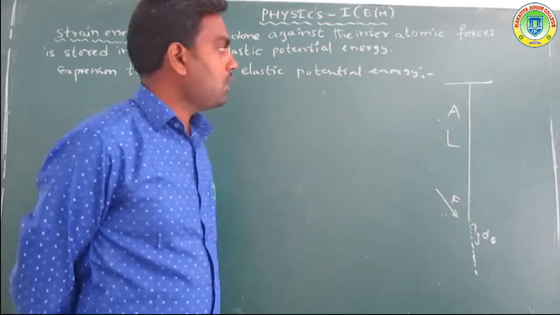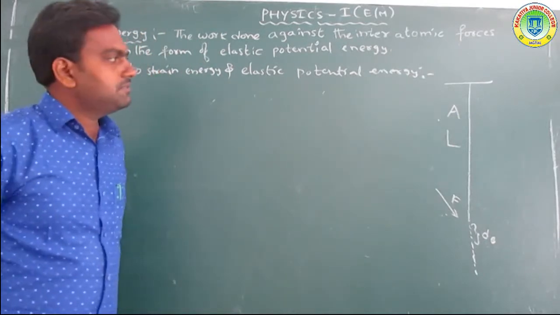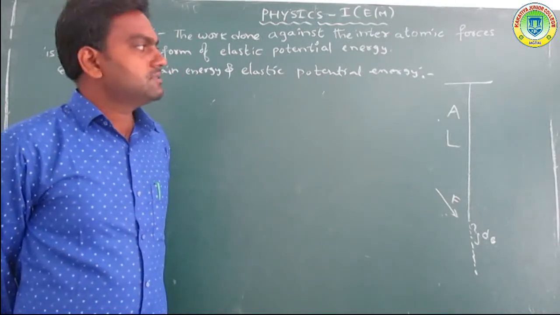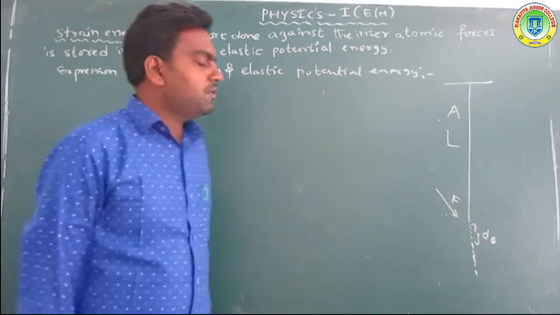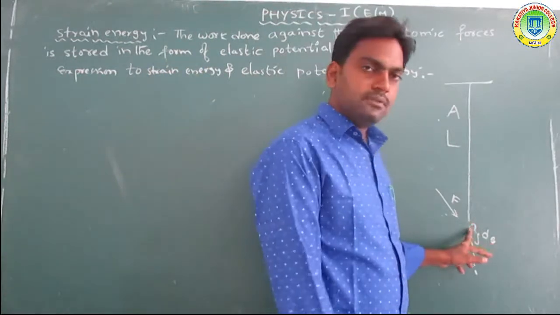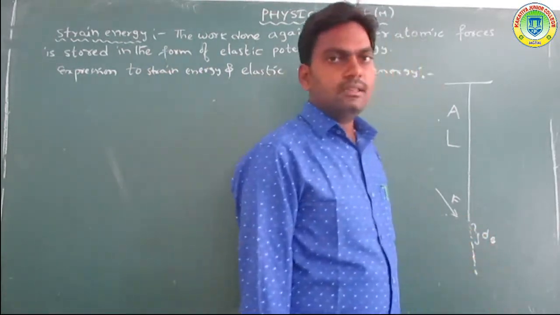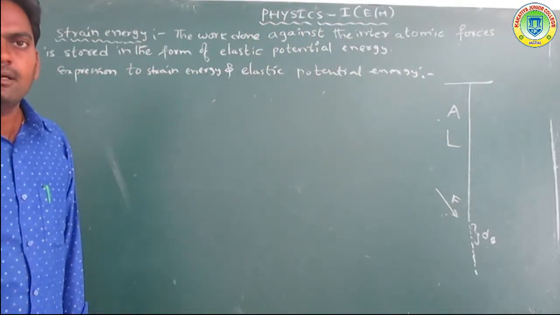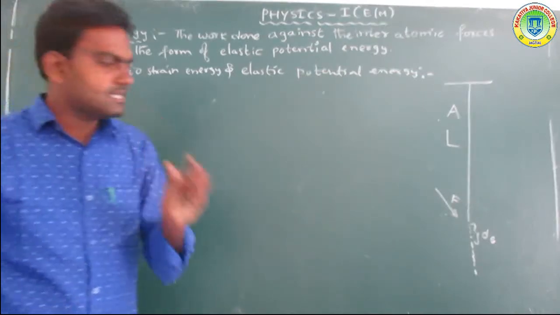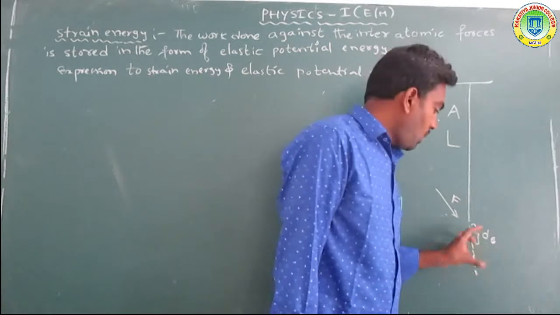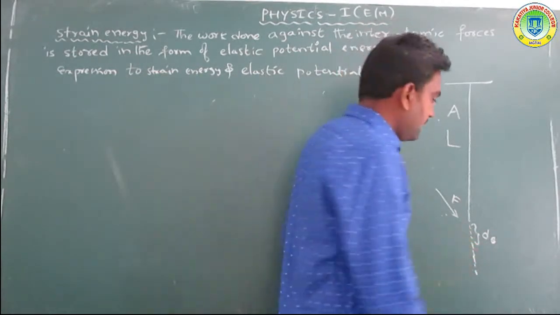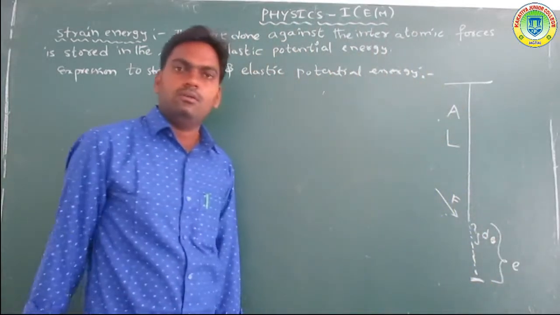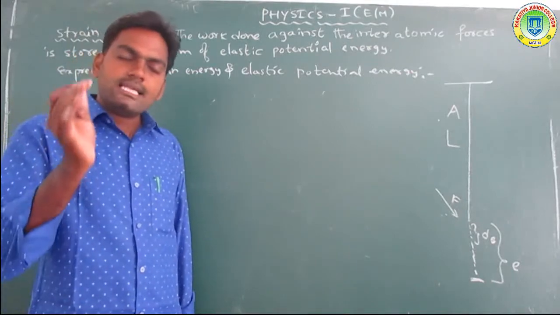So the length of the wire is L and the area of cross section is A, with one end fixed and the other free. The deforming force is applied along the length, and some extension is produced in the wire. A small extension is taken as D, and the total extension is E.